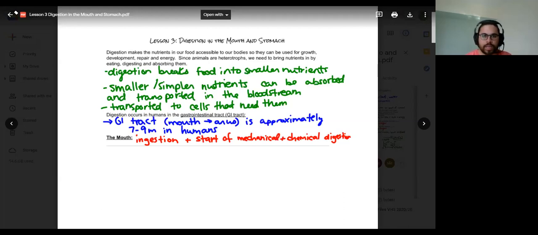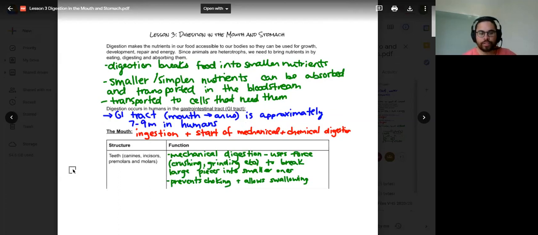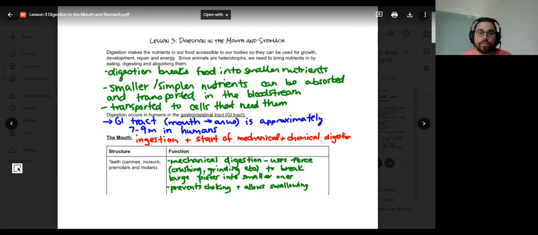Let's talk a little bit about some of the specific structures that are going to be important in understanding digestion. So the first structure that I want to talk about, teeth. One of the most important things in the digestive system are your teeth, canines, incisors, premolars, molars. All of those are responsible for crushing and mechanically digesting your food.